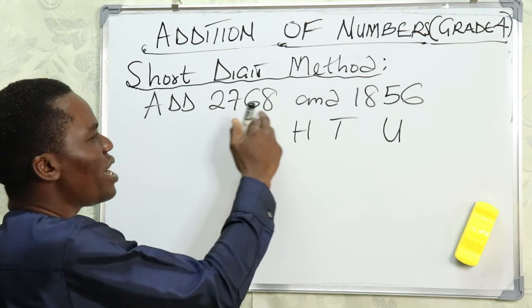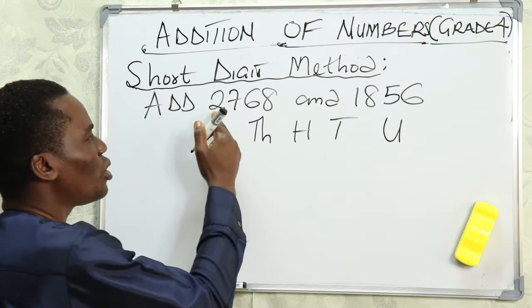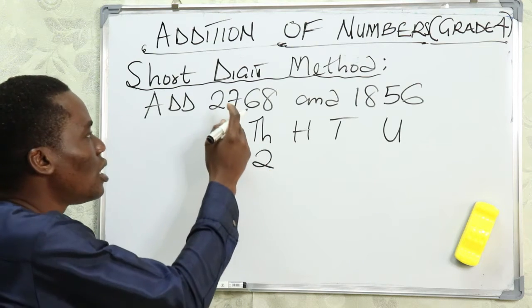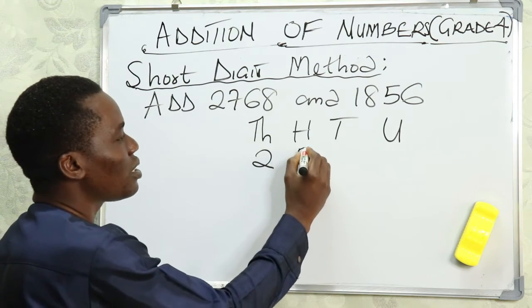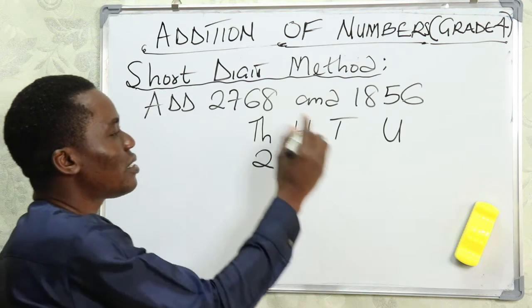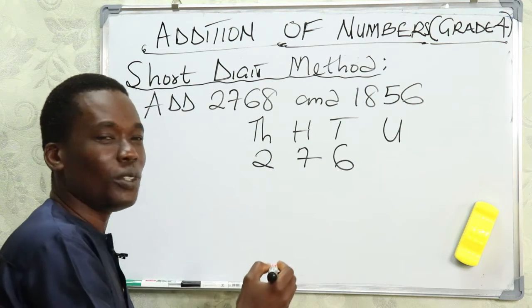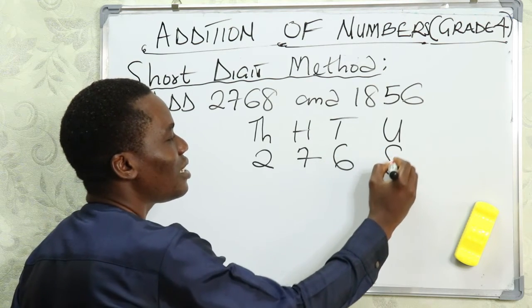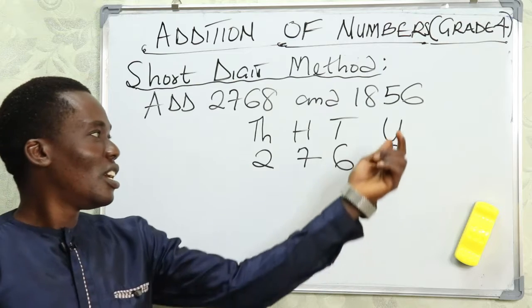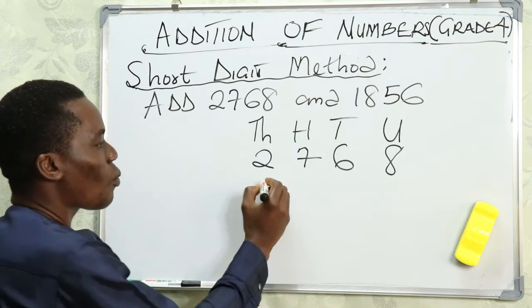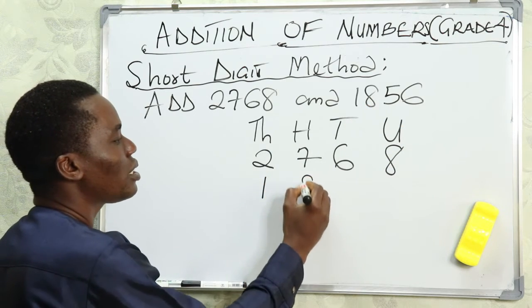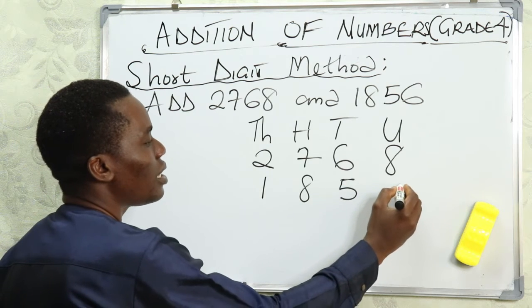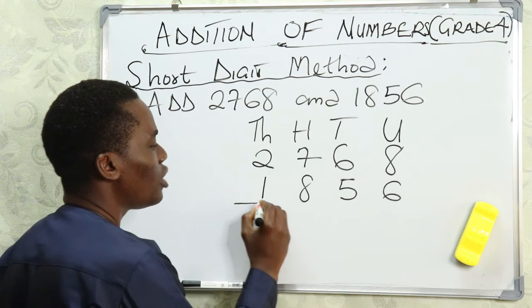So if you arrange these numbers in their units, you're going to have 2. 2 is in the what? 2 is in the thousands. Very good. 7 is in the what? 7 is in the hundreds. 6 is in the what? 6 is in the tens, and 8 is in the what? In the unit. Equally, you arrange this. 1 is in the thousands, 8 is in the hundreds, 5 is in the tens, and 6 is in the units.